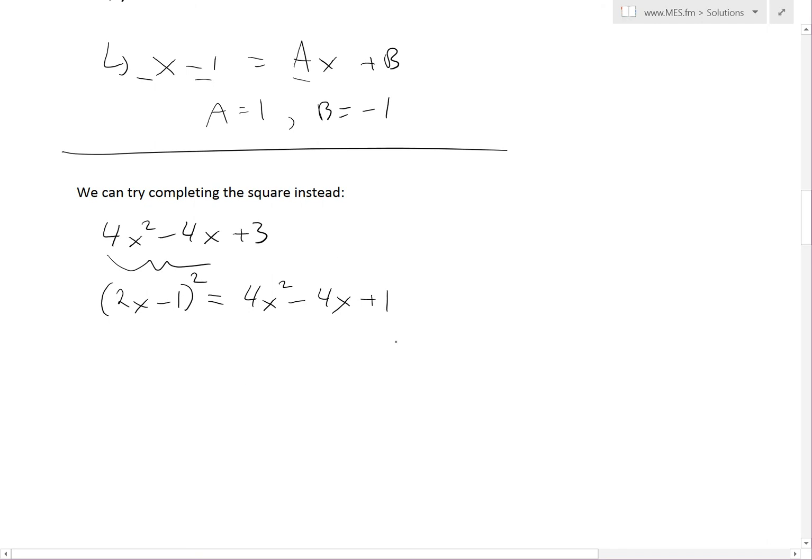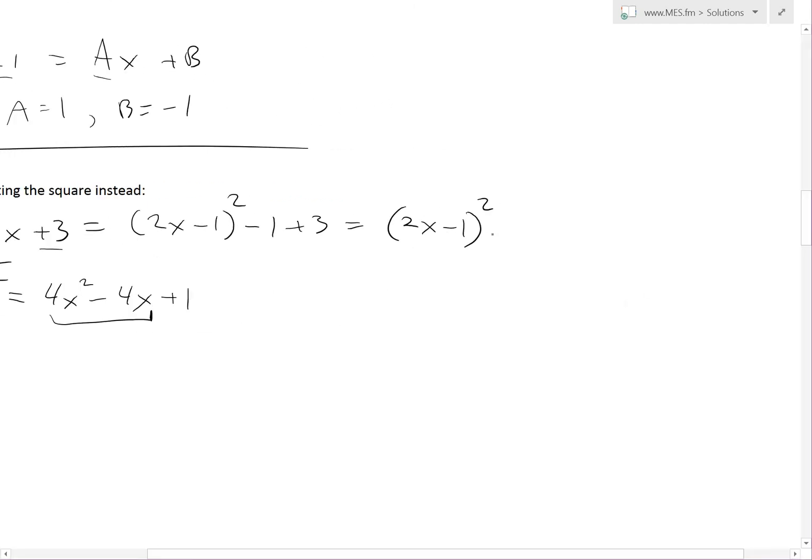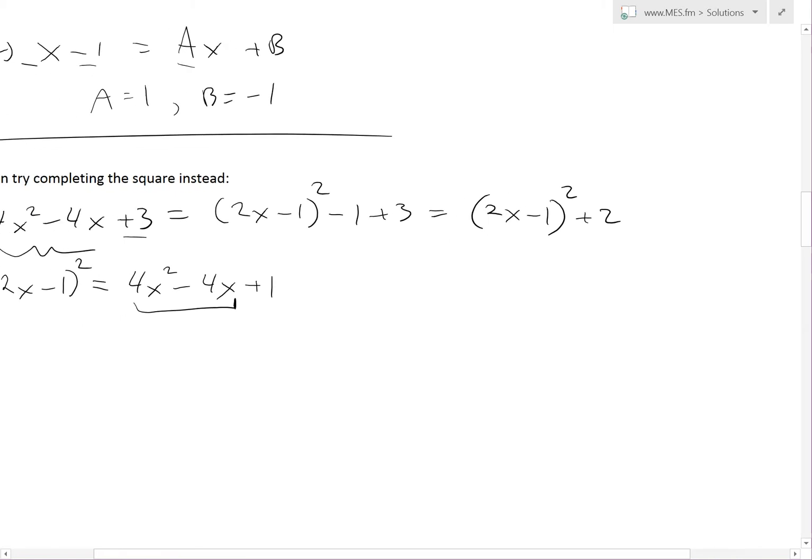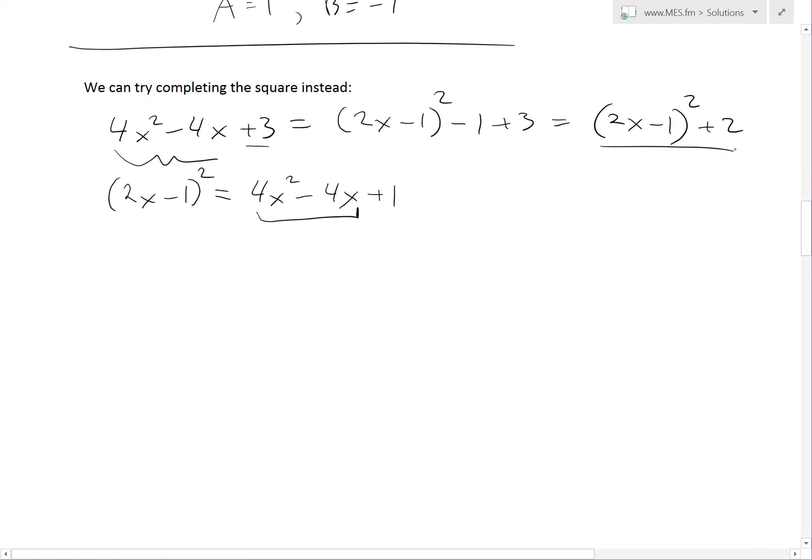And again, to learn more about completing the square, make sure to watch my earlier video on completing the square in the video description below. So what this equals now is, because this part contains 4x squared minus 4x, we'll go 2x minus 1 squared, but there's an extra 1 here, so we have to subtract 1, and then we add this 3, so plus 3. So this equals 2x minus 1 squared plus 2, since negative 1 plus 3 is 2.